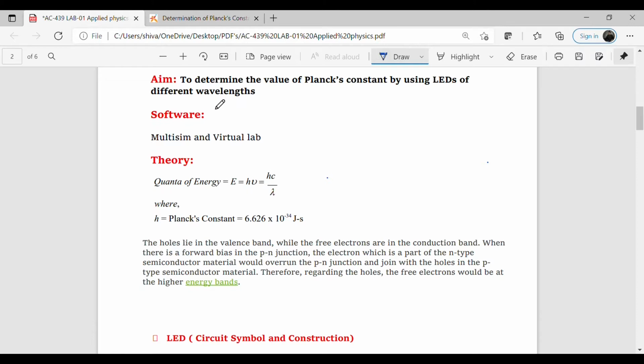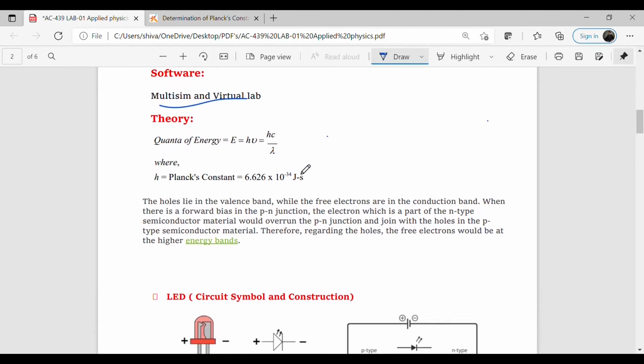So, in simple terms, Planck's constant, symbolized as h, relates the energy in one quantum photon of electromagnetic radiation to the frequency of that radiation. So as you all can see here, the aim is to determine the value of Planck's constant by using LEDs of different wavelengths. We will be using two types of software, Multisim and Virtual Lab. But in this video, I will be simulating on Virtual Lab.